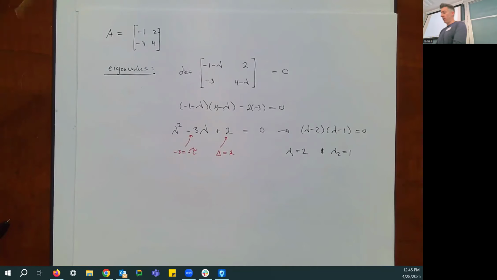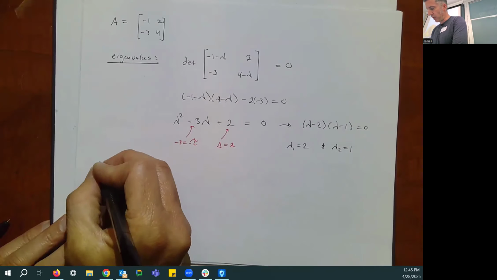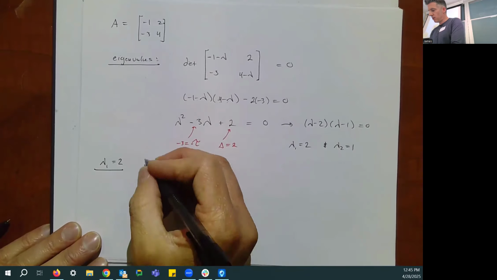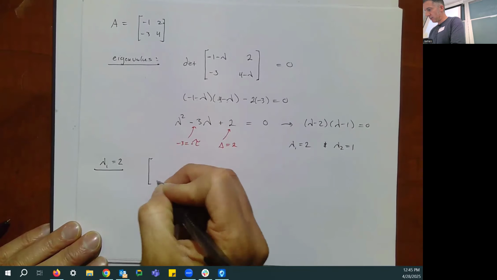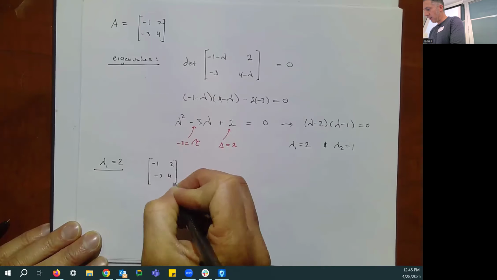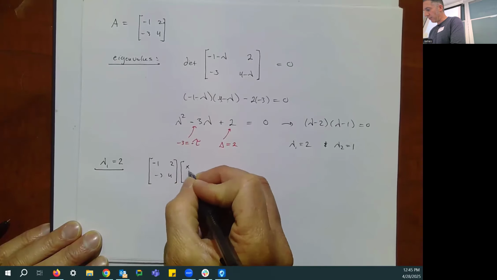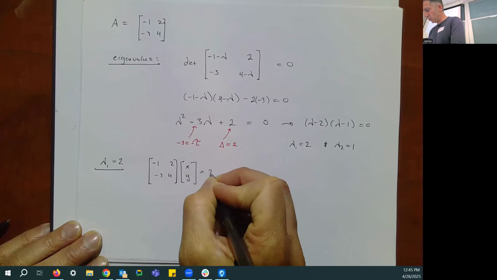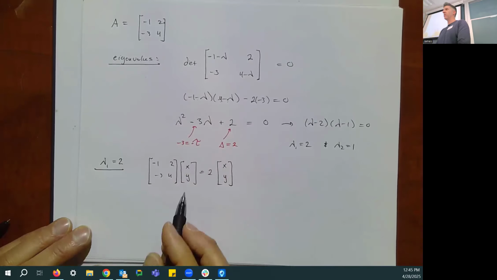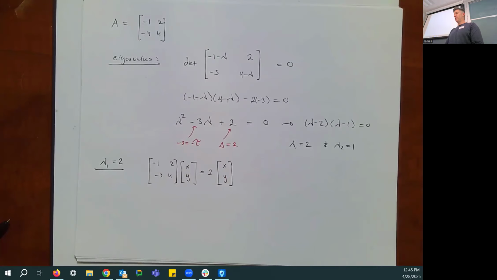Okay, so let's find the eigenvectors. For lambda 1 equal to 2, we're just going to take our matrix, [-1, 2; -3, 4], multiply it by the vector, and set it equal to 2 times the vector we're trying to find. You know why I think I like doing it better this way? I don't have to subtract 2 from my diagonals in my matrix.